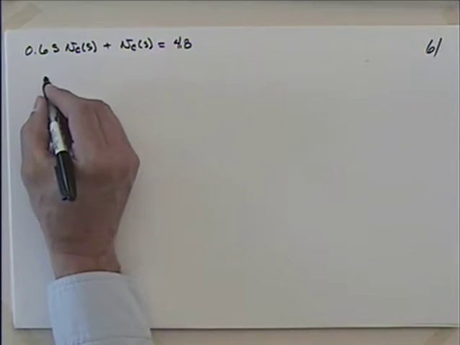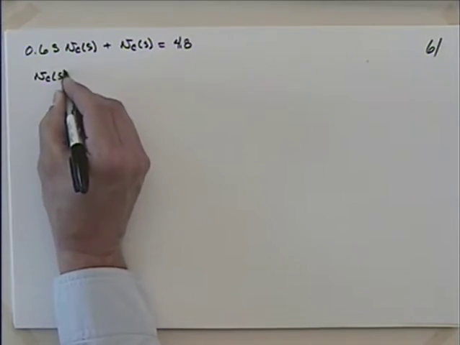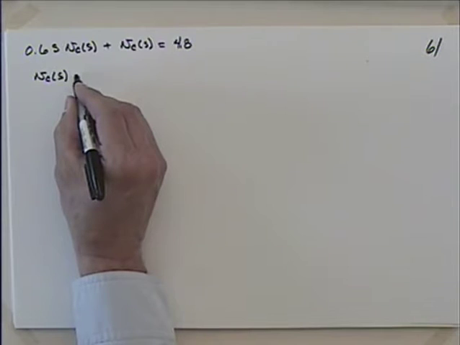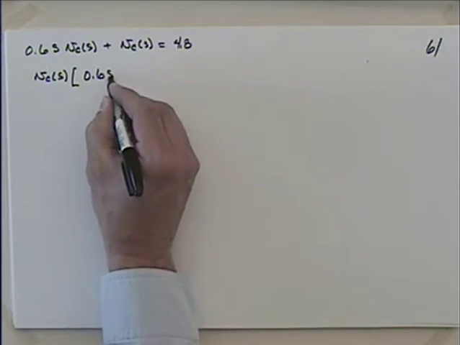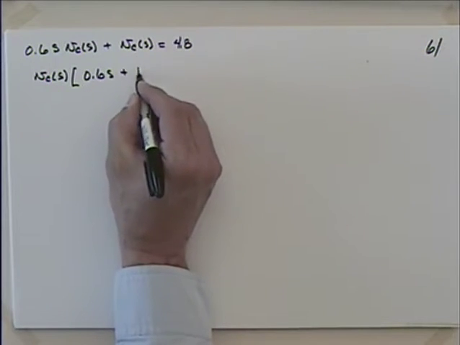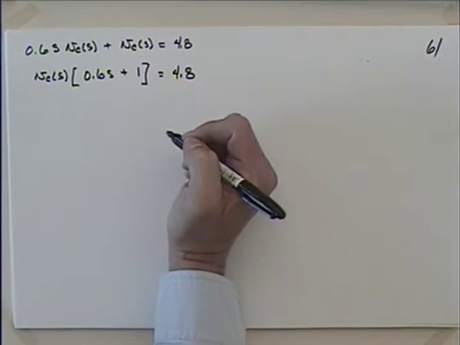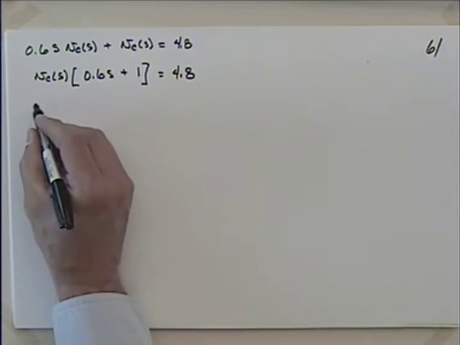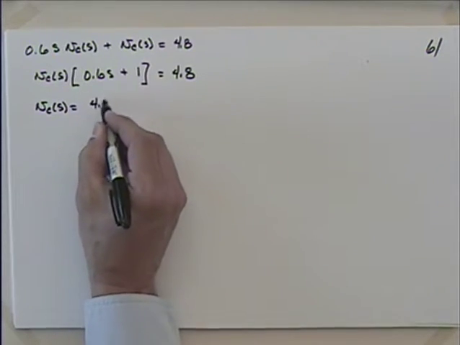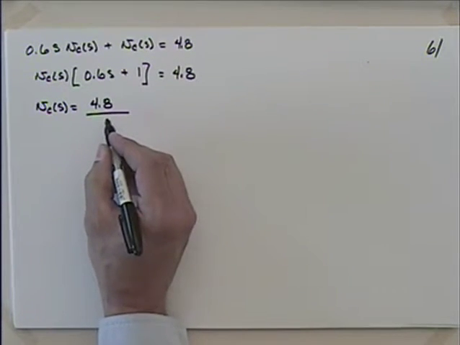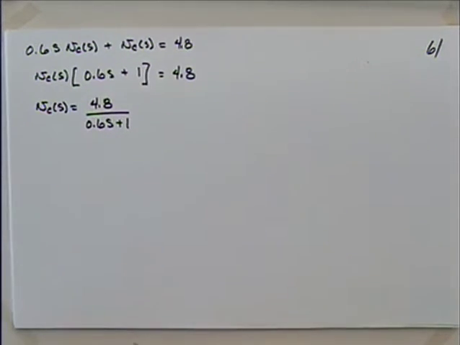So let's see, we've got to factor out a Vc in the S domain. That's what I'm trying to solve for. What do I have? 0.6 s plus 1 is equal to 4.8. So V sub c in the S domain is equal to 4.8 divided by 0.6 s plus 1.